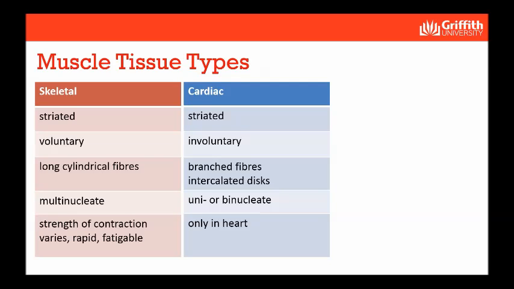Cardiac muscle tissue is only found in the walls of the heart. Like skeletal muscle, it is striated in appearance. However, it is not under voluntary control, as we do not have conscious control over how fast our heart beats.